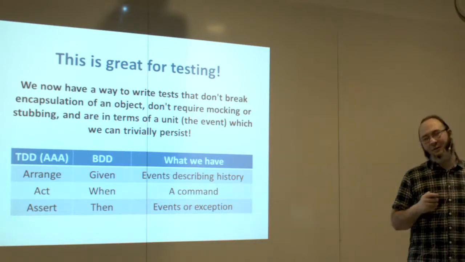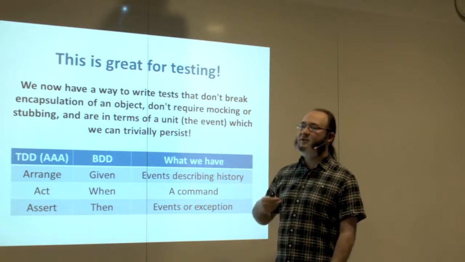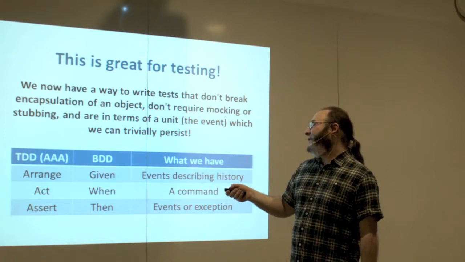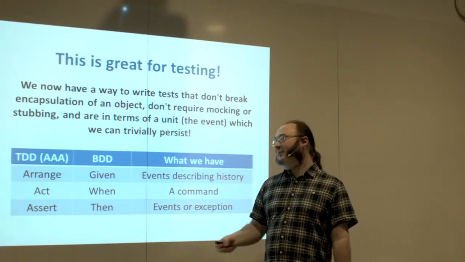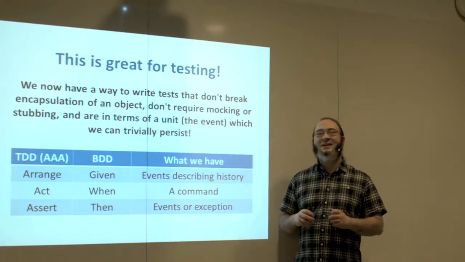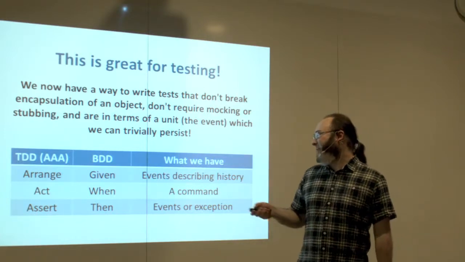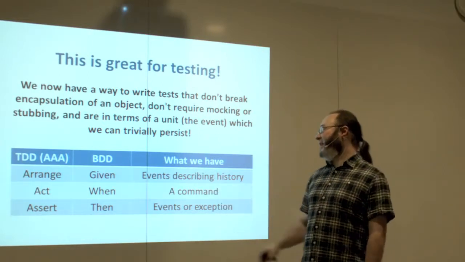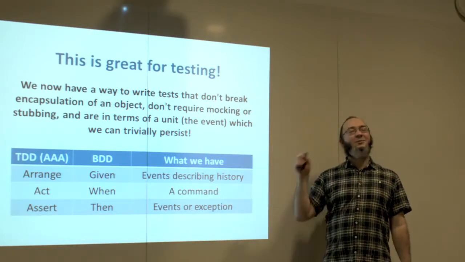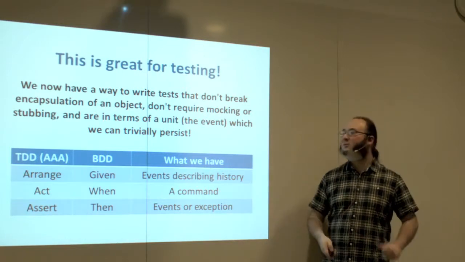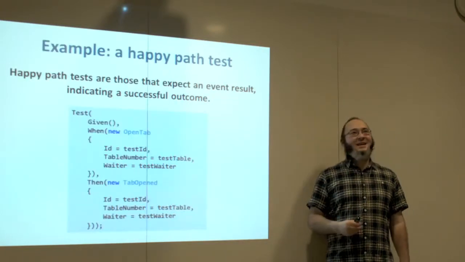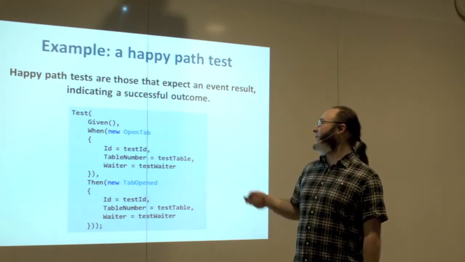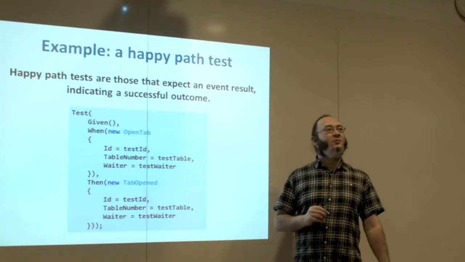The other thing is that this is really great for testing. I've had a lot of fun over the last few years discovering this and writing a bunch of tests in this style. Because what you realize is that if you take TDD's arrange act assert, or given when then in behavior-driven design, it maps perfectly to some events that describe the history, a command, and either some more events recording the decision or an exception. So you can write tests like that. Given there's no history, when I open a tab, then the tab is opened.